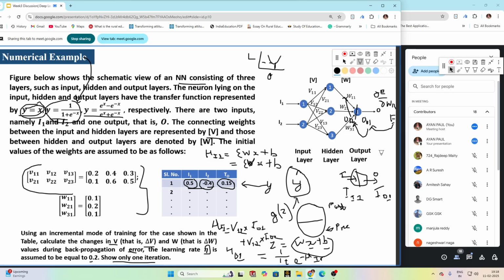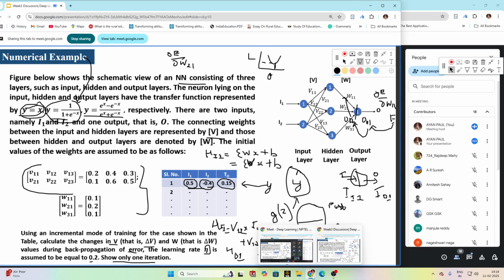Similarly, if we want to calculate del E by del W21, how can we calculate it? We go from E to OO1, OO1 to OI1, and OI1 to this W21. Similarly for del E by del W31. So is it clear to all of you?